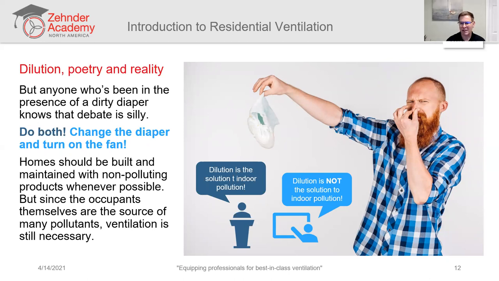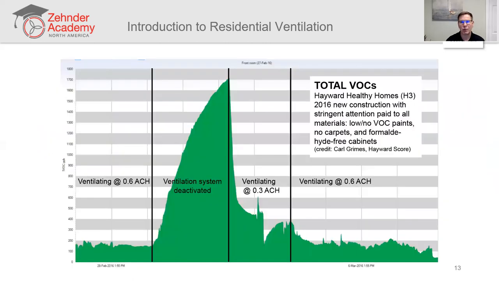So by talking about ventilation, we're not saying you shouldn't build well. We're saying, yeah, build well, but even then, you still are going to need to introduce some ventilation. Let me show you this example. This is from a 2016 study done by Hayward Healthy Homes. This is a California outfit. Some of you have maybe met Carl Grimes from Hayward Score. But anyway, he did the study on this house.